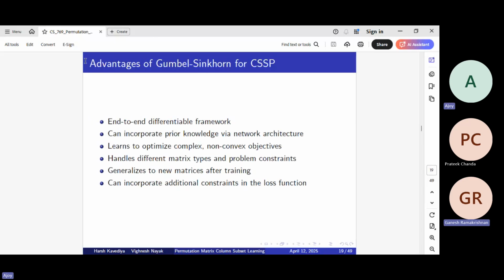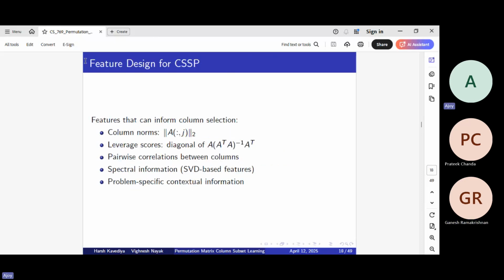This column norm, what are those? Column norm, leverage scores, diagonals of pairwise correlations between columns, spectral information, problems with contextual information. Okay.